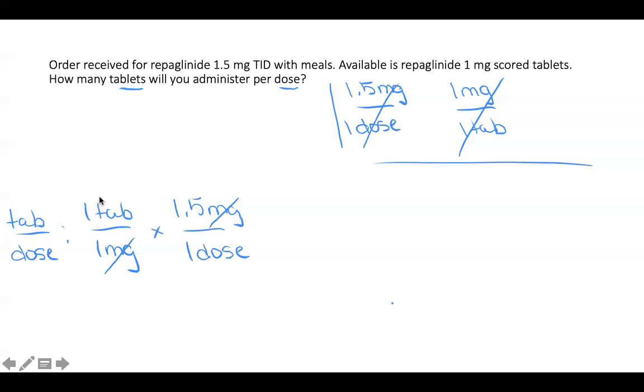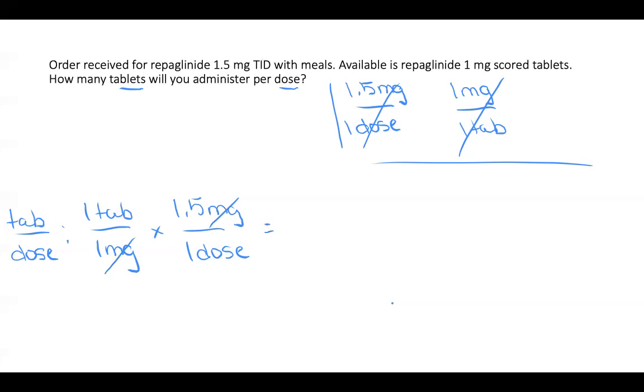This is what tells me if I'm done setting my problem up. Tablets per dose is what I'm left with, and that matches what I'm looking for. That's my goal. When I'm done setting this problem up and canceling all like units of measure out, I should only have what I'm looking for left. So tablets over dose is what I have left, and that matches what I'm looking for. So that means I'm done setting my problem up and I can do my math.